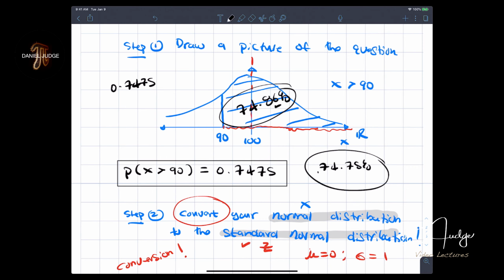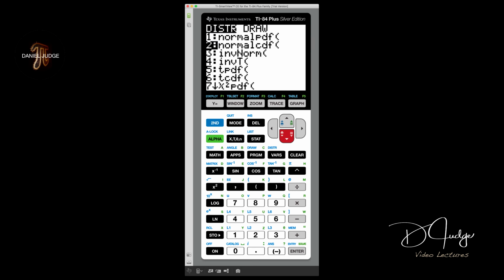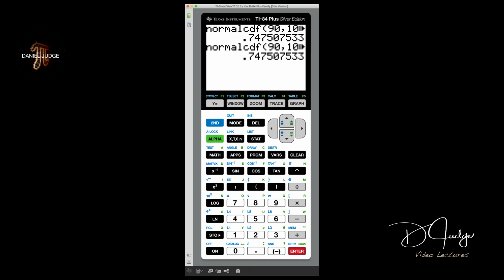Let me go back to the TI. And I got to find the TI now. TI, where are you? Here we go. I'm going to try this again. I'm kind of curious. See this distribution? Go back down to enter 90. I'm going to use a bigger value. A really big value. How's that? Because that's supposed to be where? To infinity and beyond. And let's see what we get now. I'm just kind of curious. Oh, it's still 74.75. Okay.